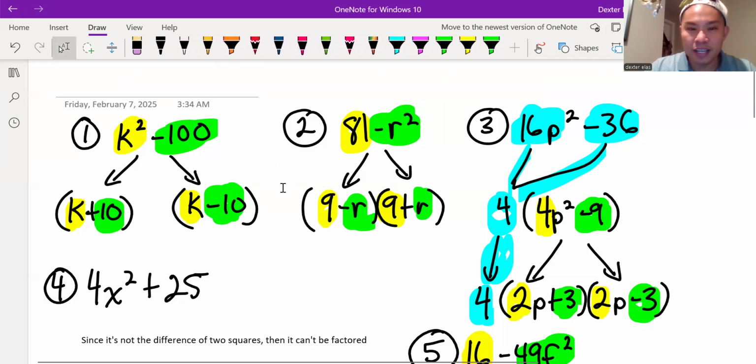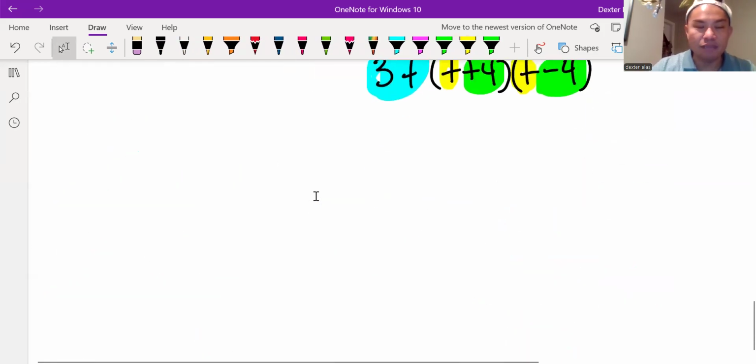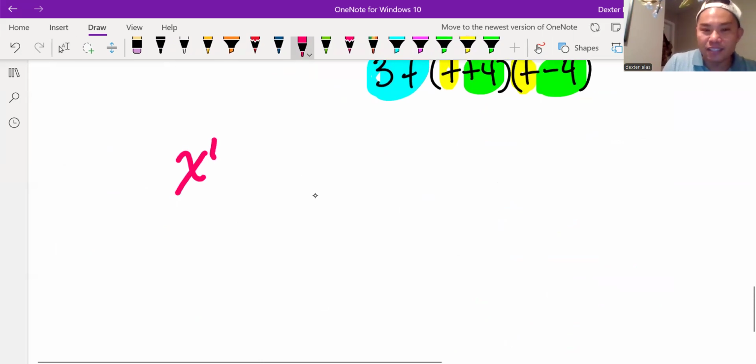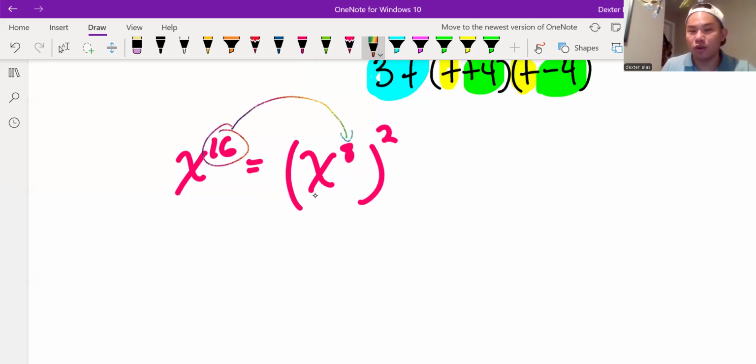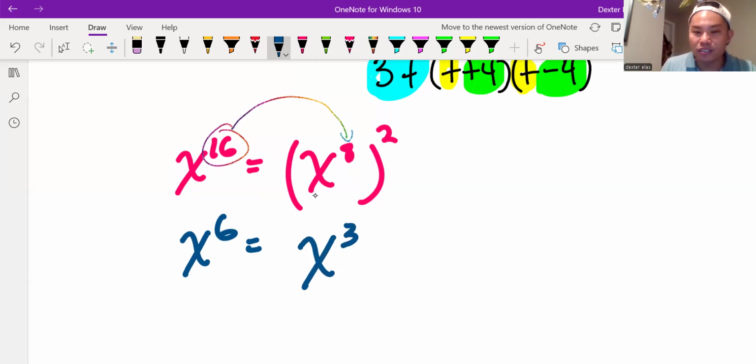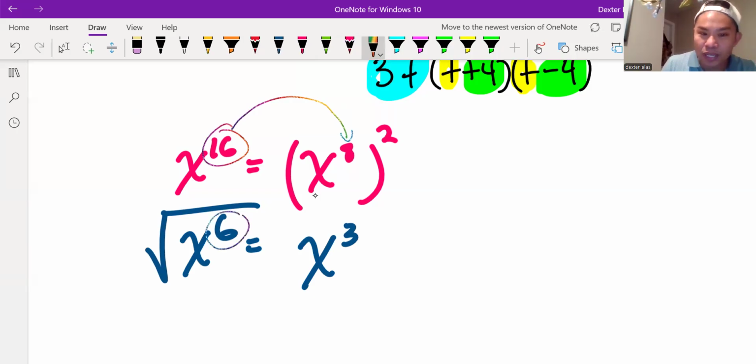Anytime you see a letter with an even exponent, for example, if I have x to the 16th, that equals x to the 8th, squared. Anytime this number is even, you just divide it by 2, and that's the square root of it. Another example would be x to the 6th. If you square root that, it equals x to the 3rd. All I did was take the exponent and divide it by 2. And you're going to be utilizing that in different problems.